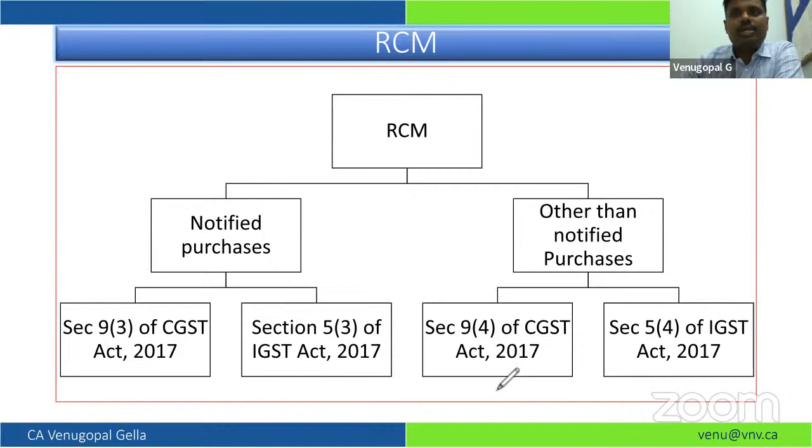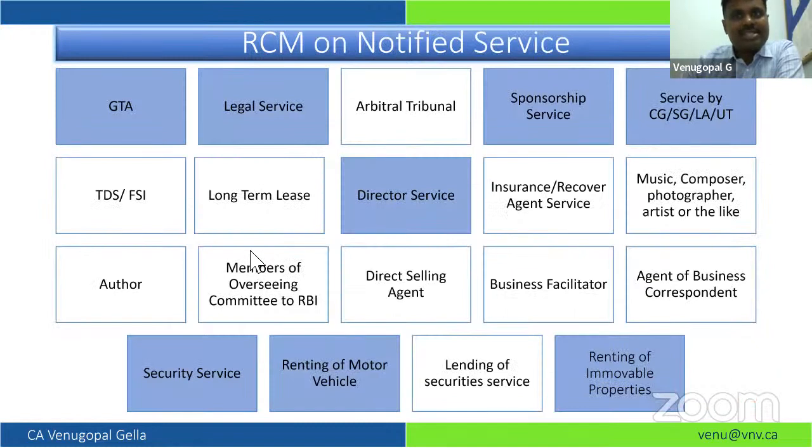Of course, 9.4 only covers works contract. 9.3 is the notified services. There is a list of notified services. This list is going up from time to time. What you are seeing in the blue color is most commonly applicable. It doesn't mean that items in white color are not applicable, but yes, generally with 9.3 people only know GTA and DL. There's a sponsorship service.